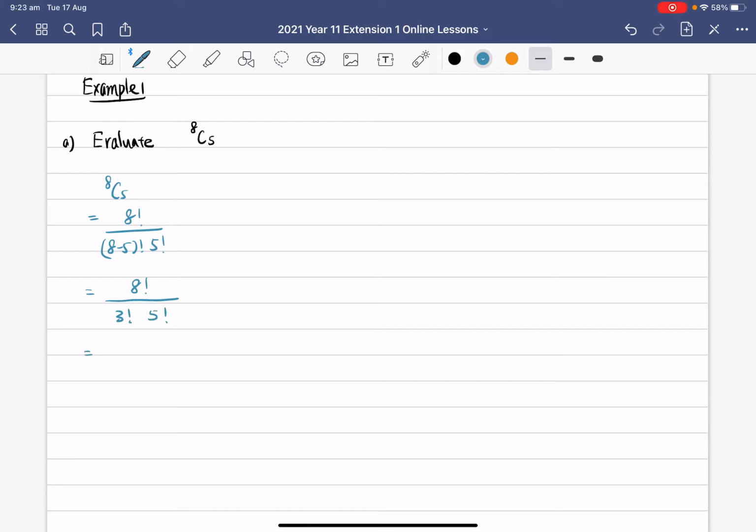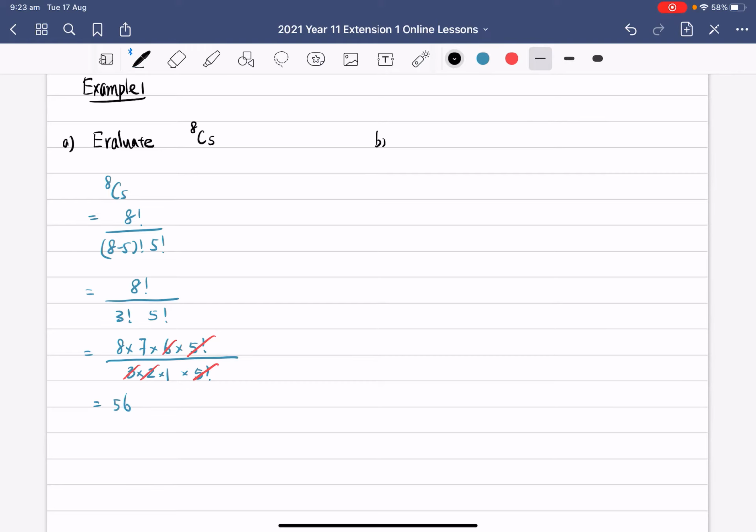8 factorial is equal to 8 times 7 times 6 times 5 factorial, and 3 factorial is 3 times 2 times 1 times 5 factorial. We can cancel the 5 factorials, both the top and the bottom. We can also cancel the 2 and 3 with the 6. So at the end, we get 8 times 7, which is 56. This is just using the formula to simplify.